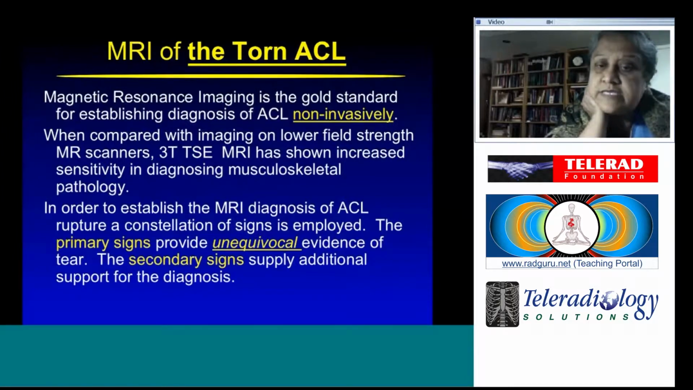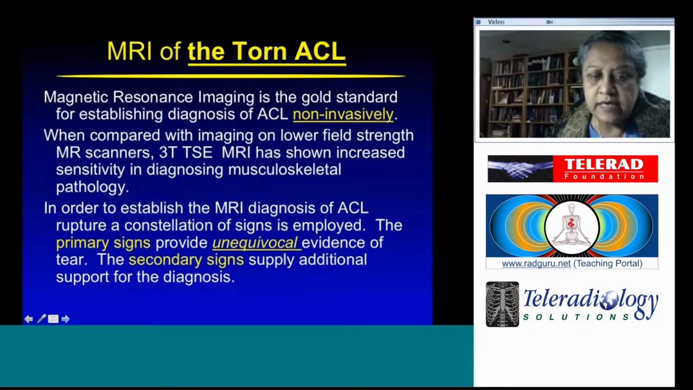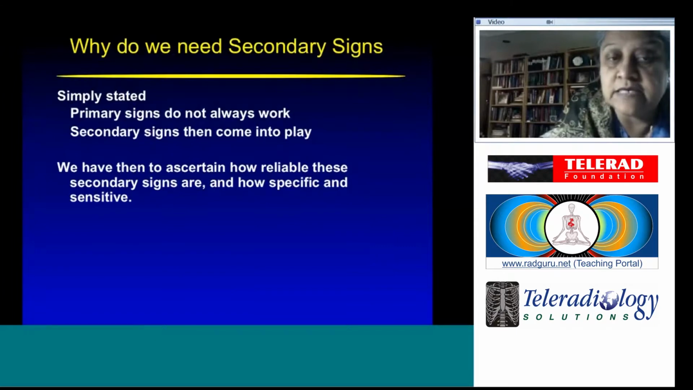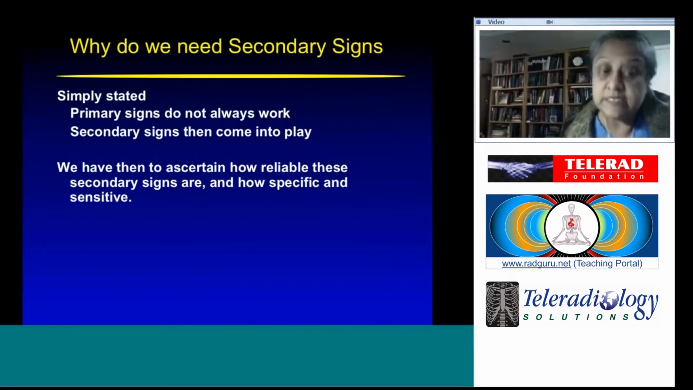In order to establish the MRI diagnosis of ACL rupture, a whole constellation of signs is employed. The primary signs provide unequivocal evidence of tear. The secondary signs supply additional support for the diagnosis, and as we'll see presently, the primary signs are not always reliable. Simply stated, the primary signs don't always work. So that's when secondary signs come into play. And we need to be aware of what these secondary signs are. We have to ascertain first how reliable these secondary signs are, how specific, how sensitive, and what are the conditions in which the secondary signs may not work at all.